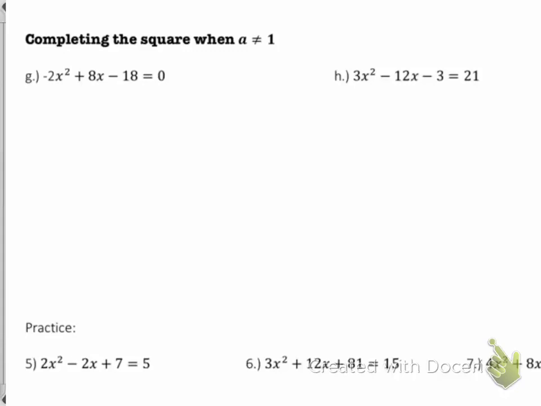So in our 9-5 video, when we looked at completing the square, we never had an a value. Well, technically the a value was 1. So what happens when the a value isn't 1? It's actually quite simple.